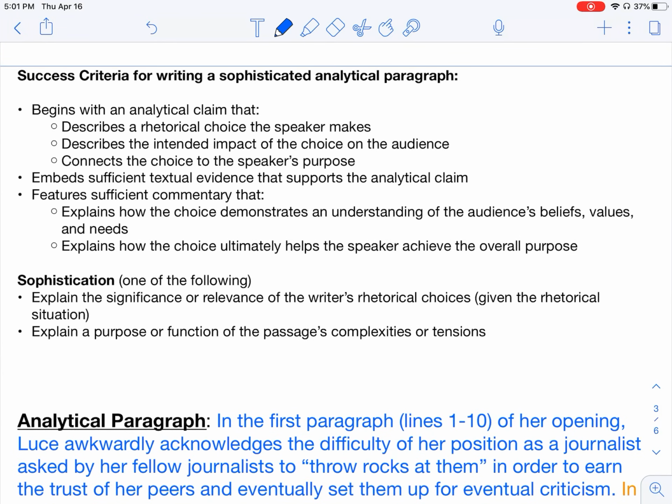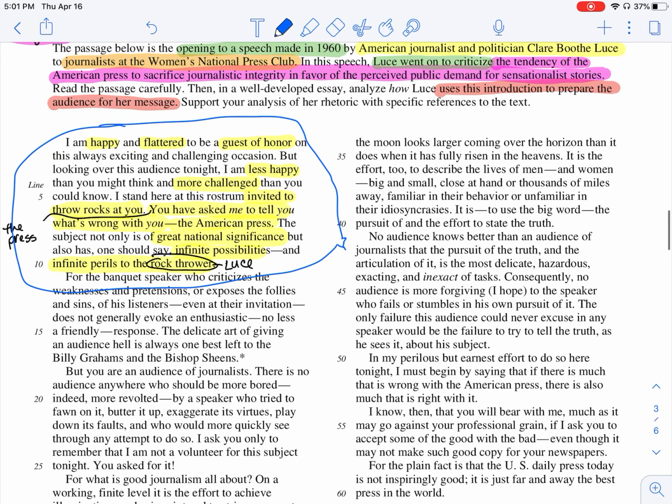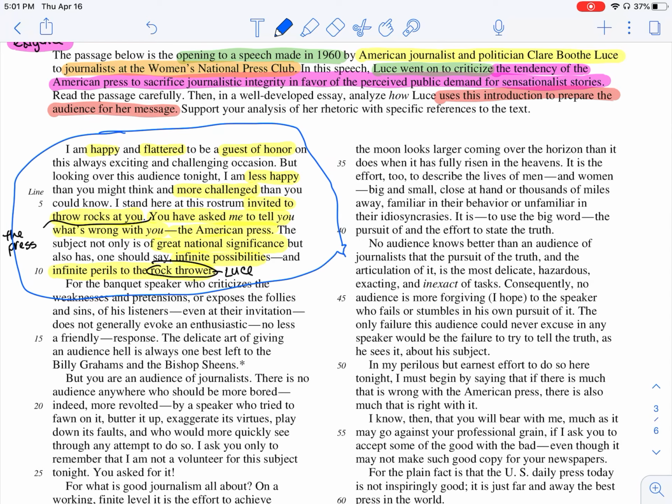We said that in the first paragraph, lines 1 through 10 of her opening, Luce awkwardly acknowledges the difficulty of her position as a journalist, asked by her fellow journalists to, quote, throw rocks at them, unquote, in order to earn the trust of her peers and eventually set them up for eventual criticism. So the first thing we did to do that was zoom in on the rhetorical choice. All right. We've got to also think about who is our audience and what traits or beliefs are relevant about the audience and their reception to the message.